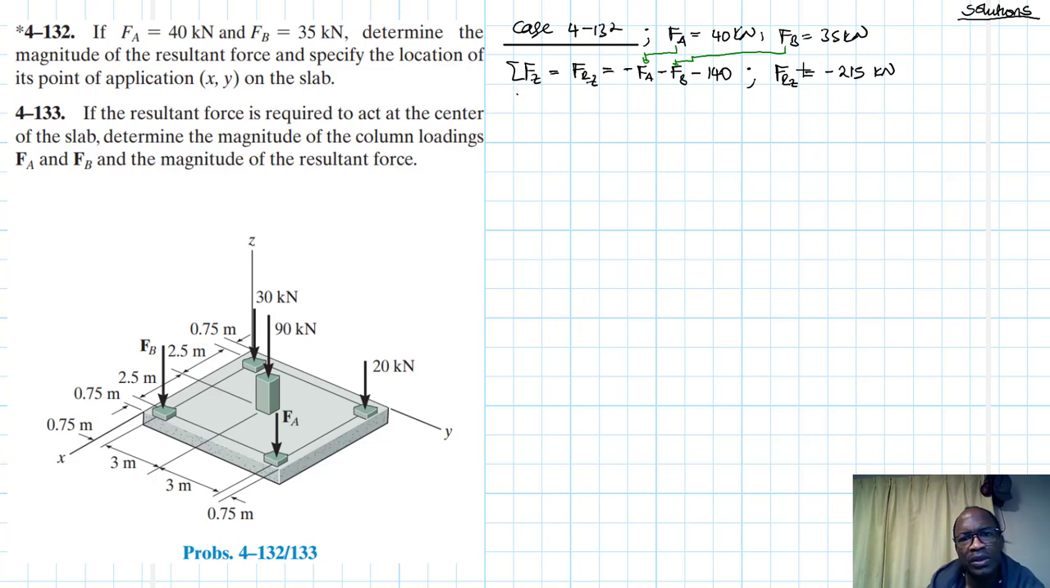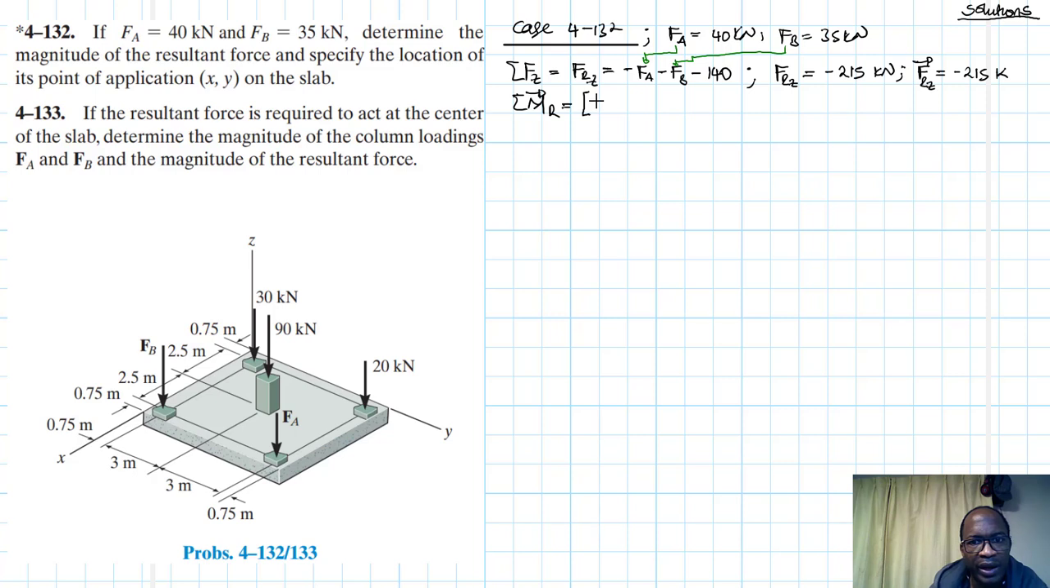So this, we can write it as a vector. FRZ as a vector is just going to be equal to minus 215k. So let's find the summation of moments as a vector, the resultant moment. Let's start with the x-axis. So for the x-axis, I'm going to again write this with the unknowns. We're having a negative, using the right hand thumb rule, and I'll represent it as a vector, the full expression.